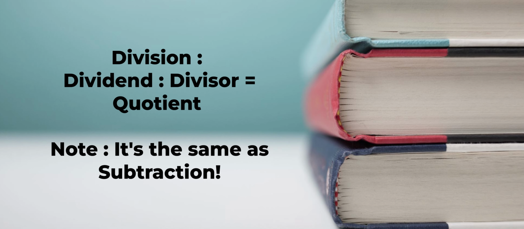And now for the very last basic operation, division. Division is structured like subtraction, so all 3 terms are different, which is why you cannot swap the beginning and the end. The result of the division is called the quotient.